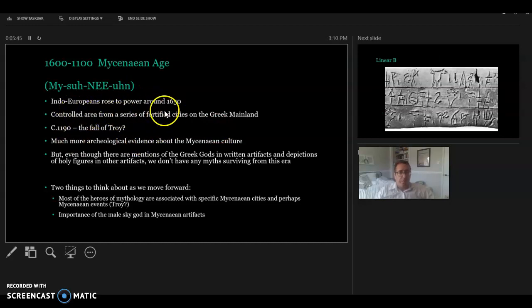So it's an Indo-European people, so we think that they came into the area around 1650. They controlled fortified cities on the Greek mainland, and it seems the records suggest that they conquered the Cretans, the island of Crete. So they had these fortified cities, which suggests a much more warlike kind of conqueror society, right? You don't have fortresses unless you need them, right? Because they take a lot of effort to build. There aren't that many fortresses found on the island of Crete as compared to the Mycenaeans on the mainland.